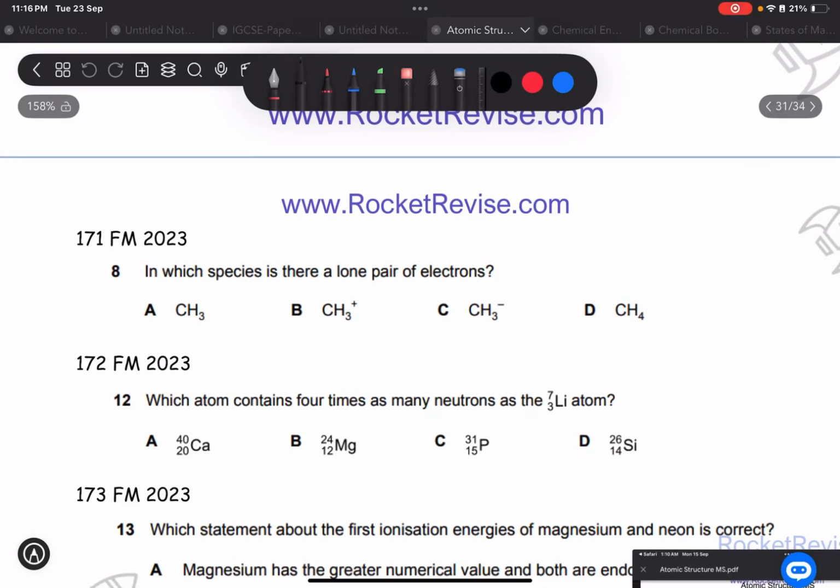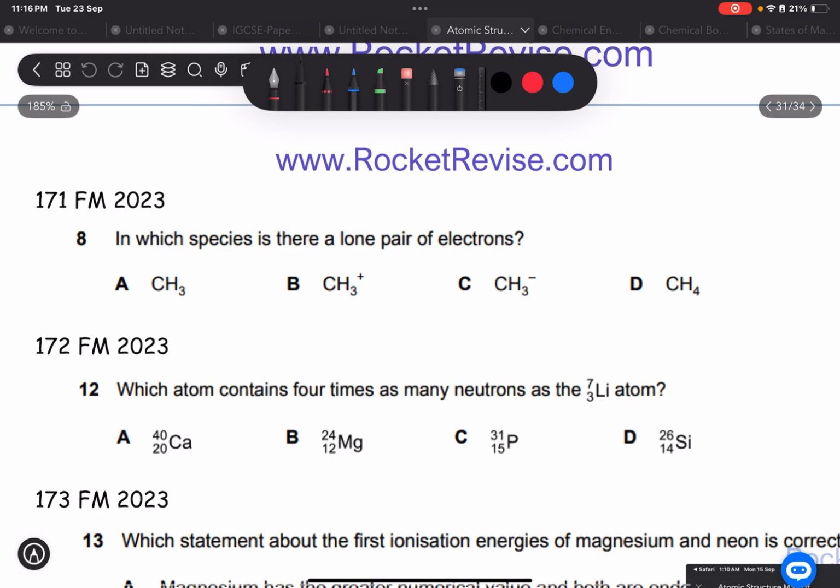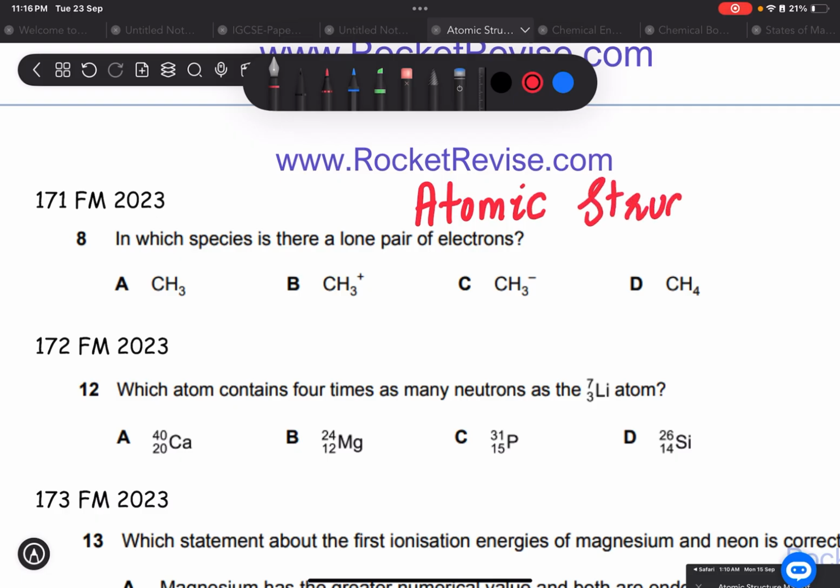So today we are going to be solving tons of questions related to our very first topic of AS level chemistry, that is atomic structure. So let's get started with the past paper questions.